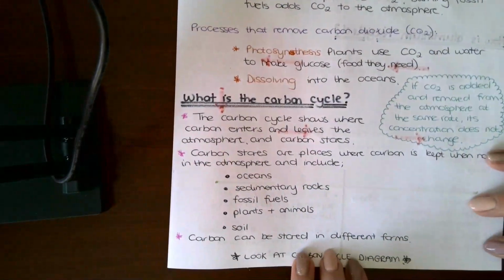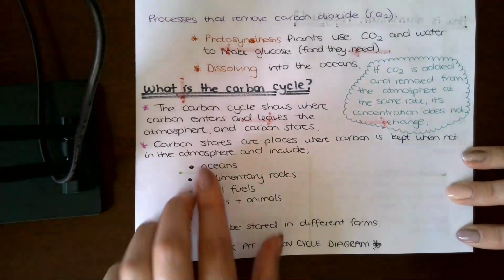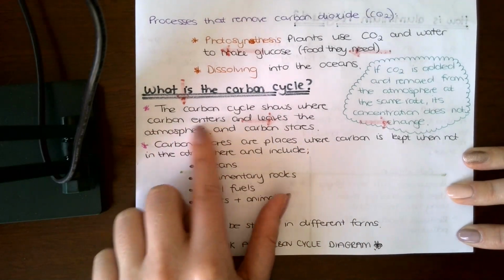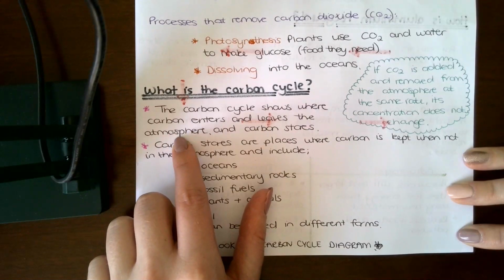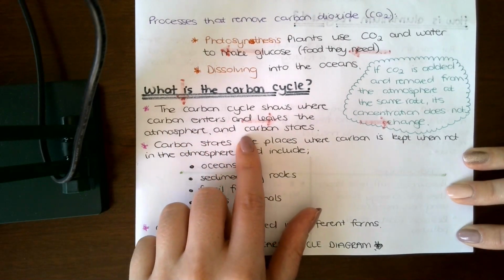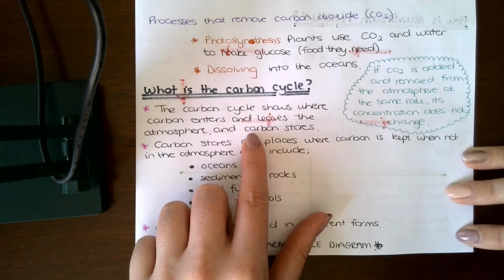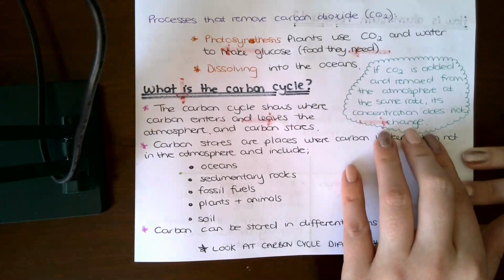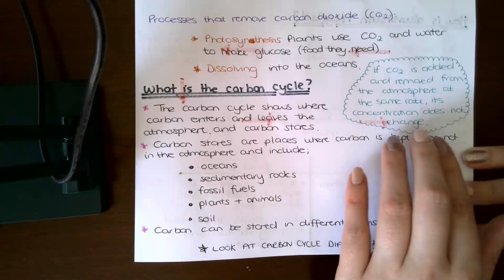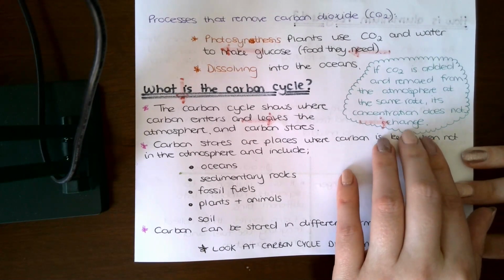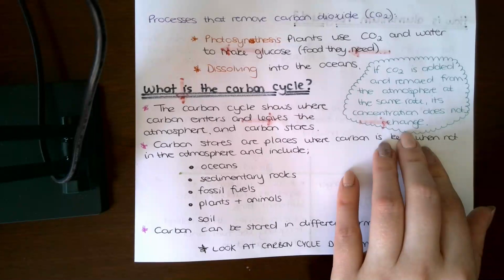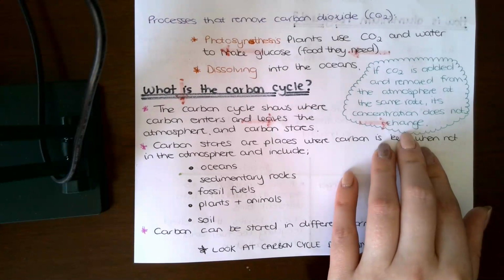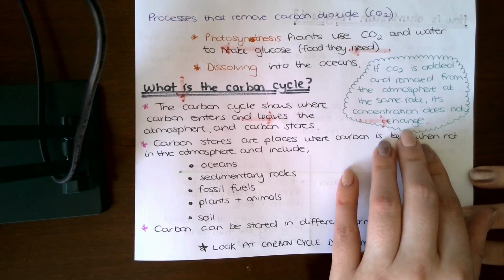So what is the carbon cycle? The carbon cycle shows where carbon enters and leaves different parts of the Earth. The atmosphere is one part of the Earth, and there are also carbon stores, places where there's lots of carbon locked up and not out in the atmosphere. If CO2 is added and removed from the atmosphere at the same rate, the concentration does not change. If it's added and removed in the same amounts, then the concentration of carbon dioxide around us stays the same and everything stays balanced as it is now.